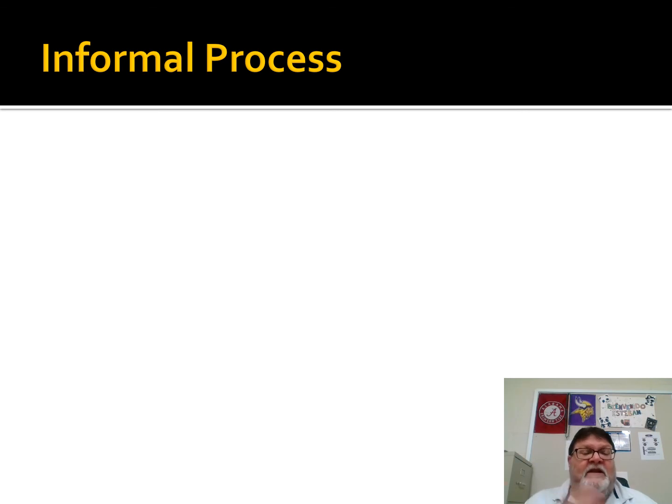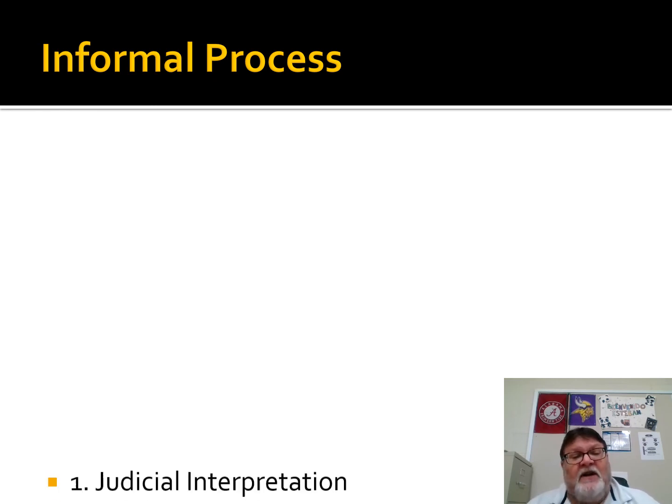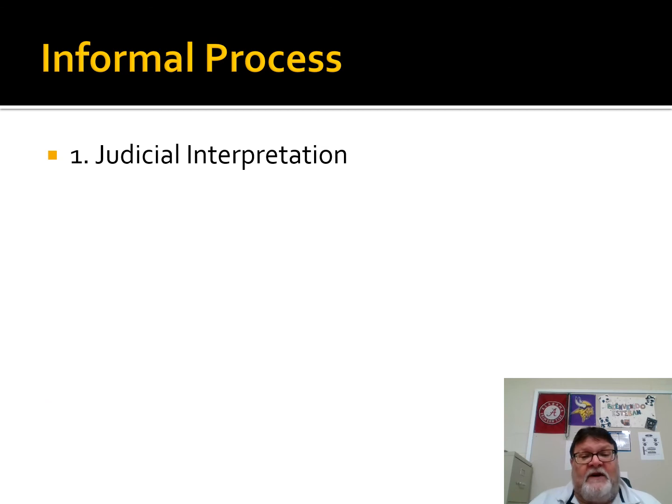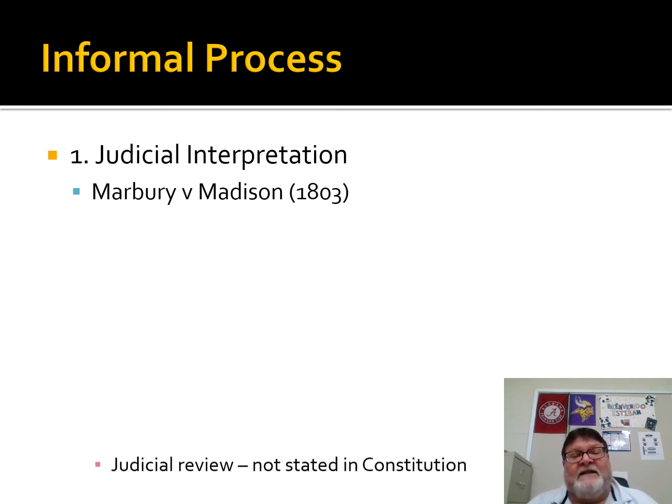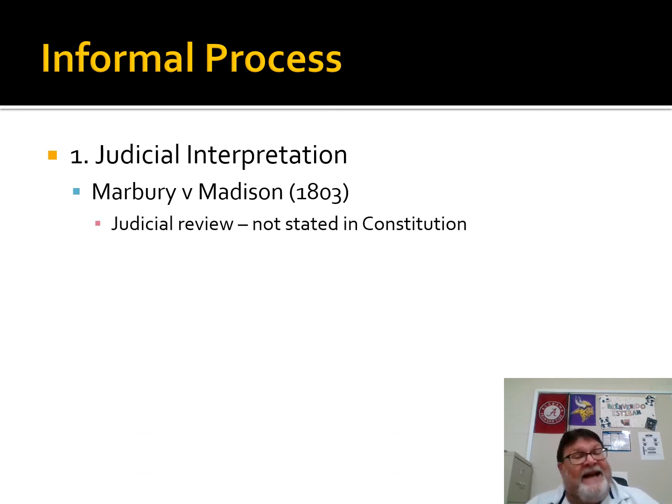Okay, so since there was a formal process, there's actually an informal process. Obviously something not set up in the Constitution, but it's changed the meaning of the Constitution. The major one, the first one, is judicial interpretation. And again, remember, Marbury versus Madison is the case. That's all you have to know right now about Marbury, is that it's the case that set up judicial review. And again, judicial review is not written into Article 3 of the Constitution as to what the Supreme Court or what the court system does.